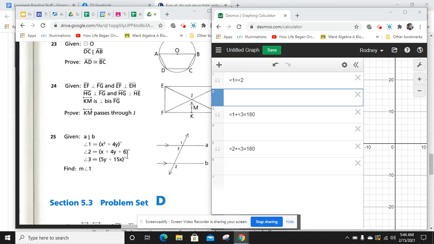And then we're given this information that angle 1 is x squared plus 4y degrees, angle 2 is x plus 4y plus 6 degrees, and angle 3 is 5y plus 15x degrees. And we're supposed to figure out how many degrees angle 1 is. So that's our end goal.